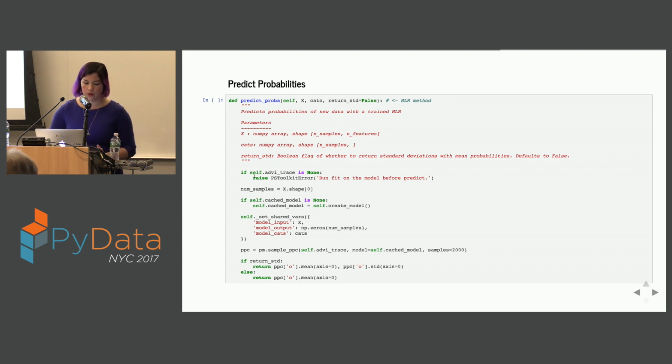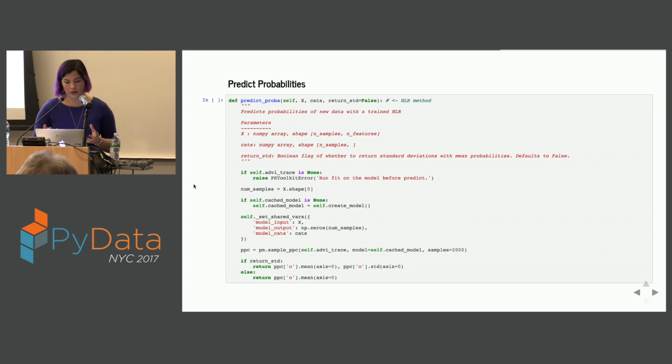But if we go through, the first thing it does is check if there's an adv trace. If there's not, then I raise this custom error telling you to run fit on the model before predict. And to reiterate again, it's because the trace is what's really important and what you need to save with your model. Once we ensure that we have a trace, we get the number of samples, and then we check if there's a cache model. In this case, it doesn't matter if there's a cache model or not, because if there's not, we just create a new one. All right, because we'll be using that same model with our existing trace.